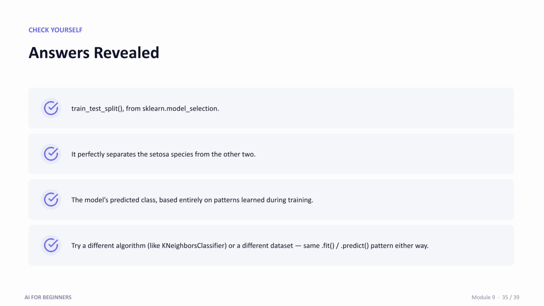Let's review the answers. The train test split function comes from model selection. The first tree split perfectly separates the Satoshi species. The predict method returns a classification based on learned patterns, and you can improve performance by trying different algorithms or datasets, maintaining that consistent workflow we've practiced today.